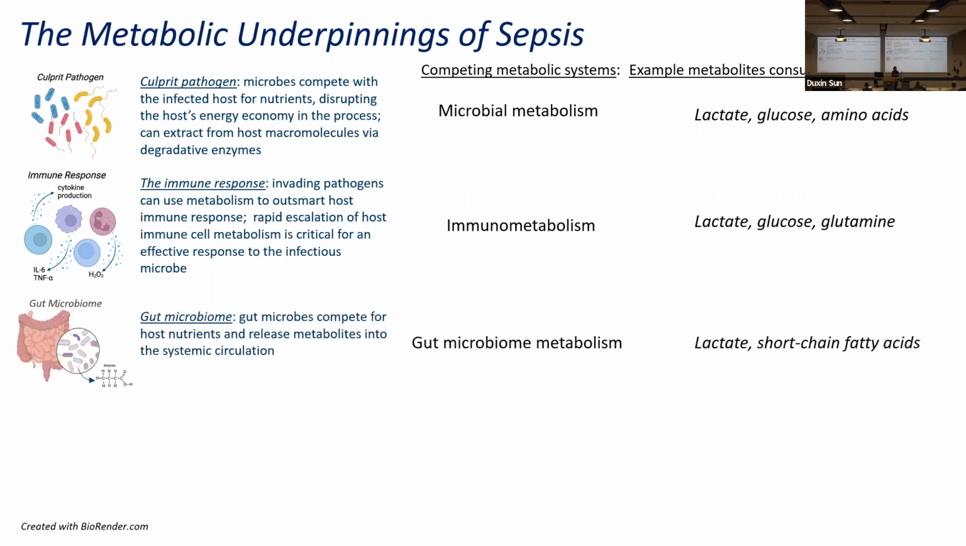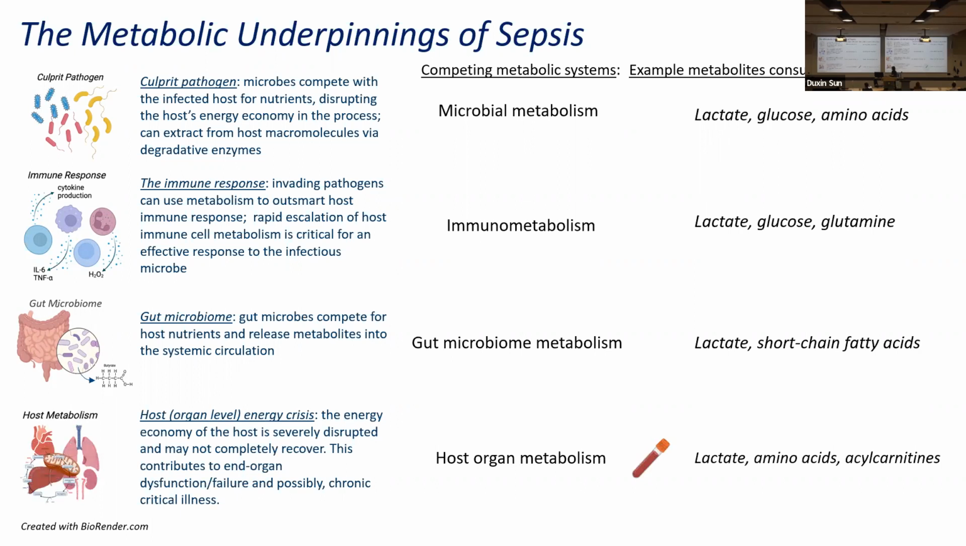The other is the gut microbiome. The gut microbiome competes for host nutrients, and it both produces nutrients and uses nutrients from the systemic circulation. And where we focus most of our effort is on host metabolism, particularly at the organ level. The energy economy of the host is severely disrupted by sepsis, and it may not completely recover. And I'll talk about that a little bit later in the talk.